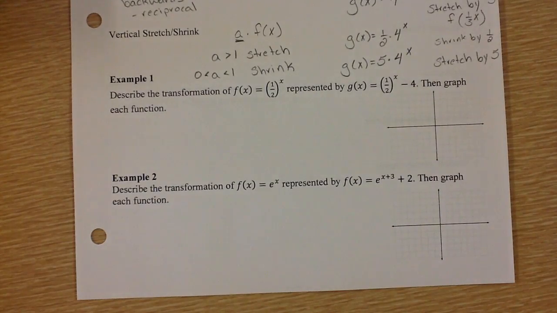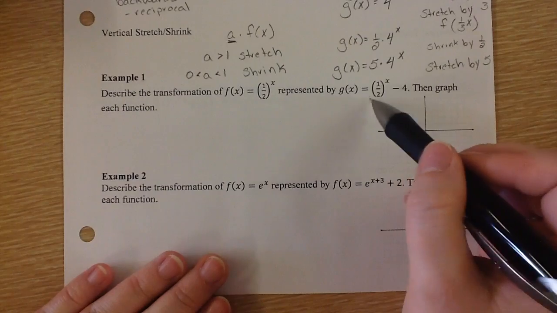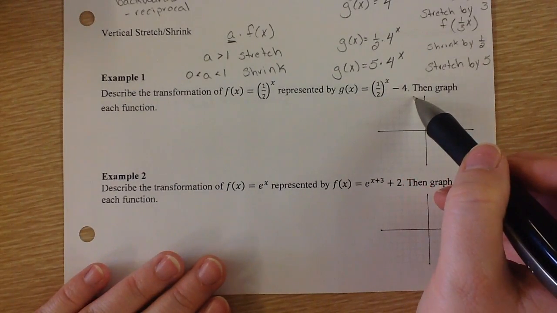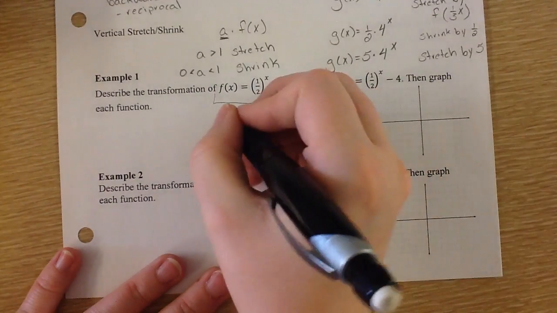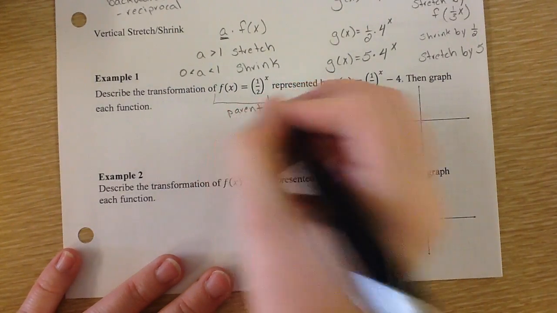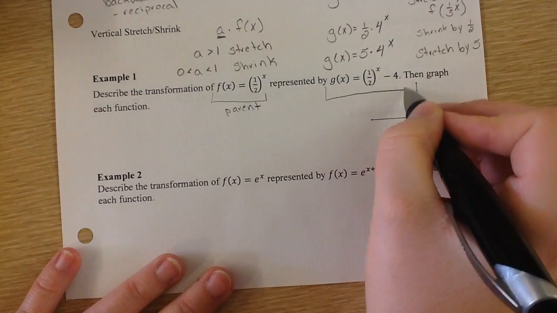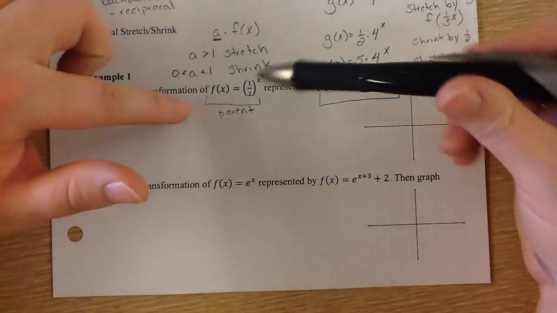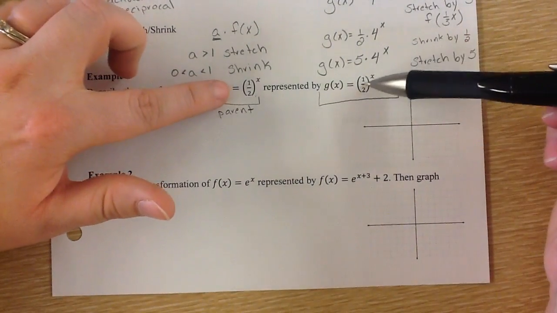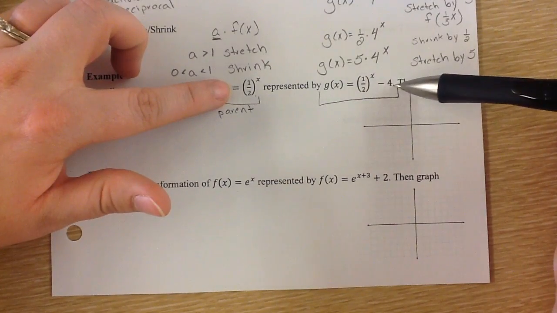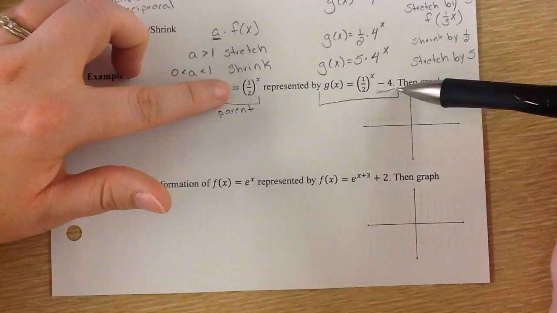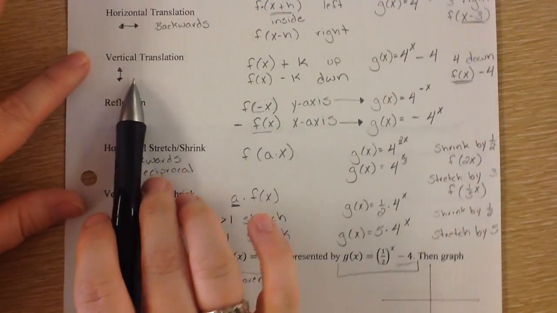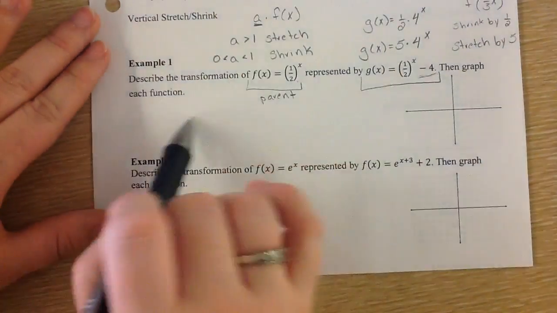Describe the transformation of f of x equals 1/2 to the x represented by g of x equals 1/2 to the x minus 4. So this is my parent function because I'm transforming this guy, there's my parent, into this guy, here's his child. So we want to figure out what's changed. This is 1/2 to the x, but I'm subtracting 4 off the end. It's not subtracting 4 within the x. So since it's off the end, I know it's going to be vertical. Since it's subtracting 4, I know it's going to shift it down.